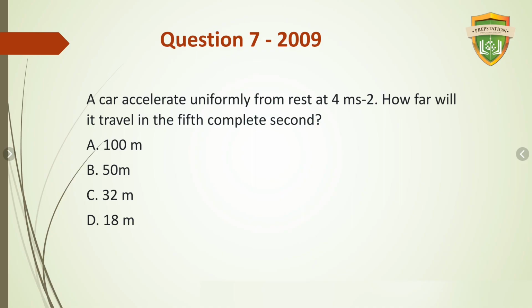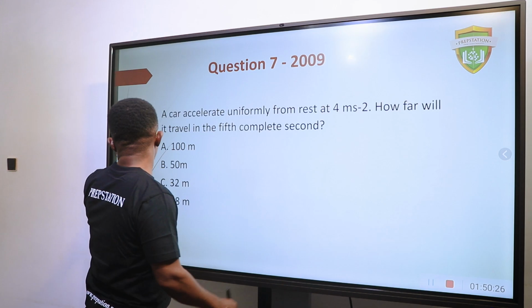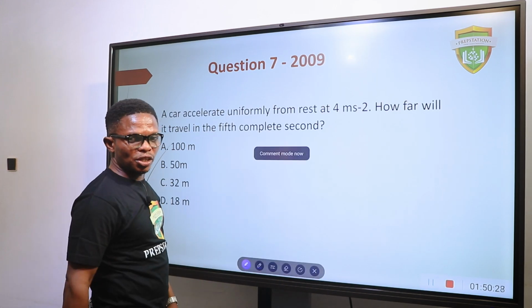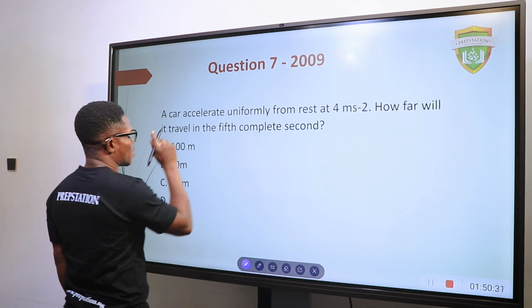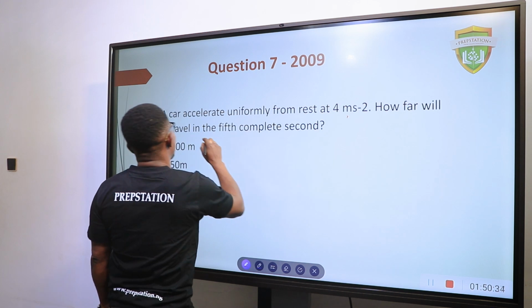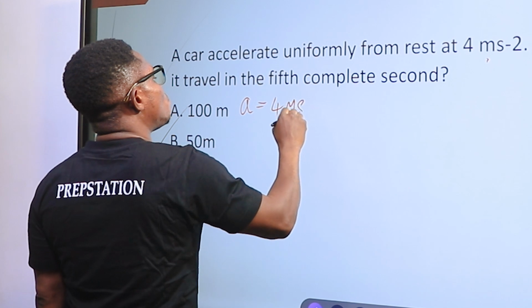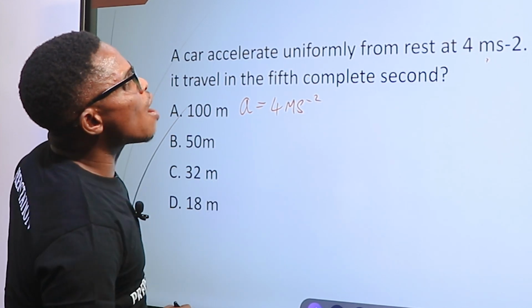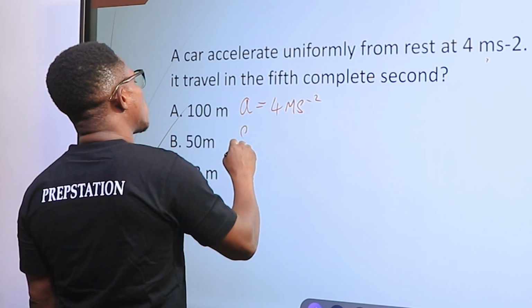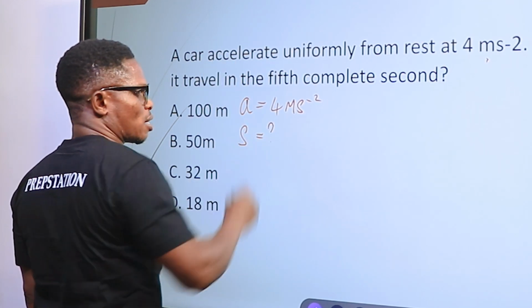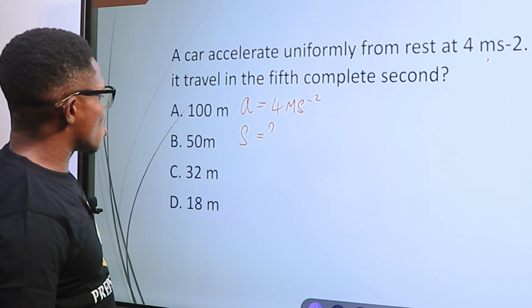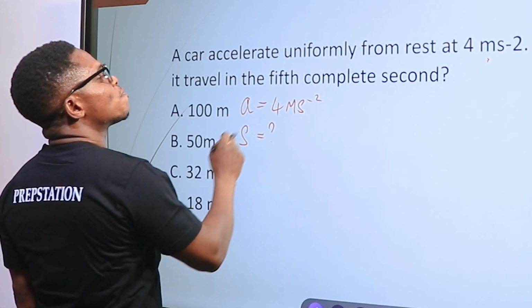All right, so a car accelerates uniformly from rest at 4 meters per second squared. How far will it travel in the fifth complete second? Fifth complete second. Very simple question as well. You just need to understand the logic, how these questions are being presented. Now, a car accelerates. So this number you are looking at represents acceleration. So 4 meters per second squared. How far will it travel? So we are looking for what? Distance, question mark. In the fifth complete second.